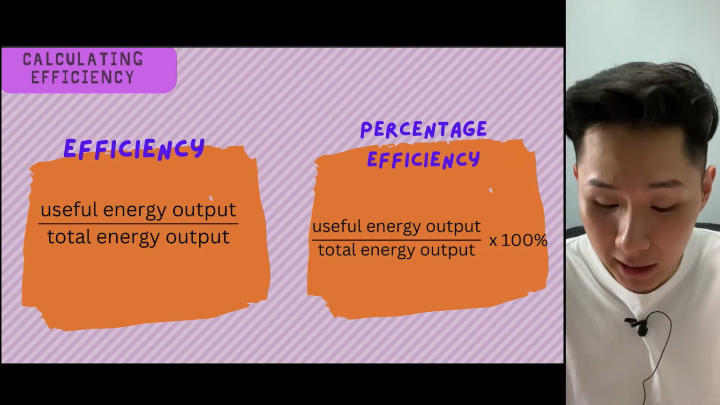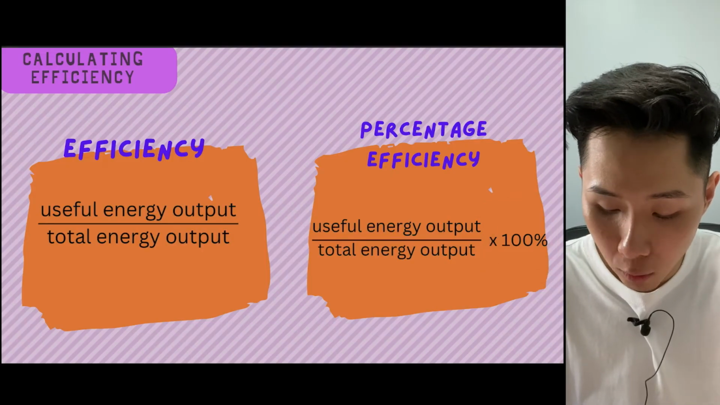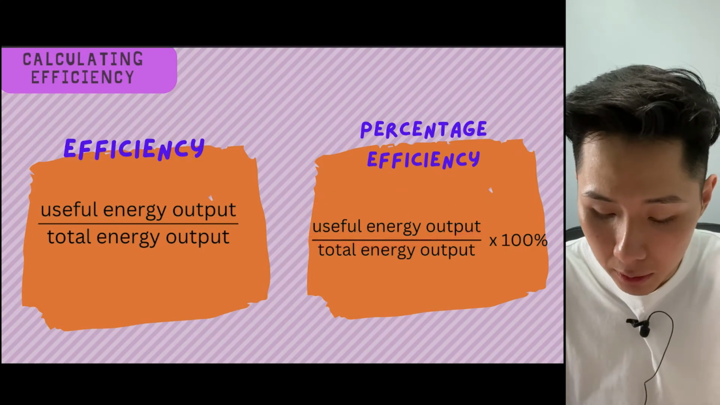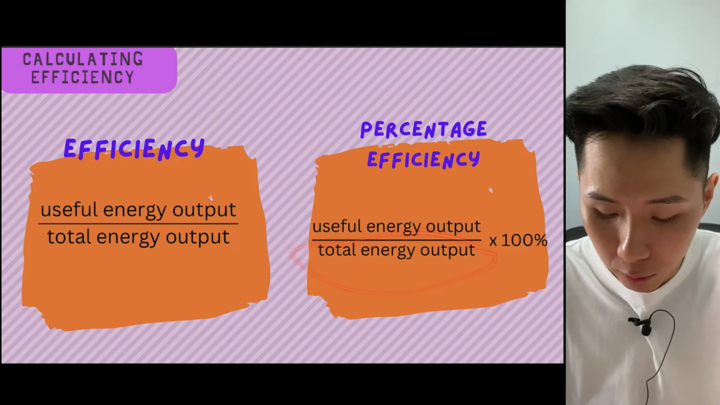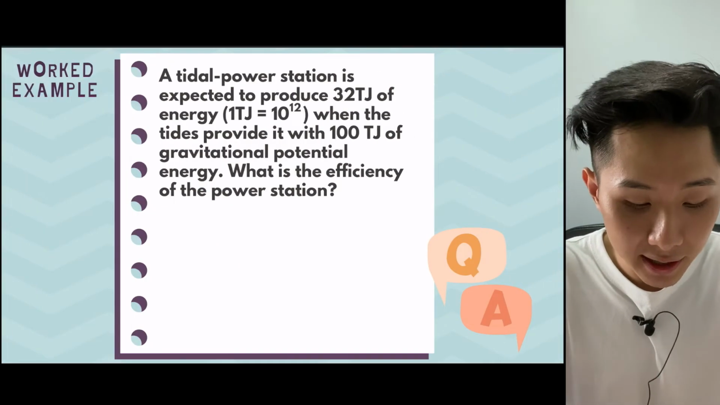They're basically the same. It's just whether you multiply the equation by 100%. It's calculated using the useful energy output in the numerator and the total energy output in the denominator. So let's look into an example to understand it.